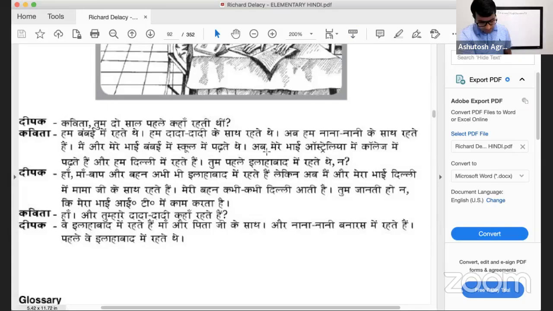You want to translate it? Yes. Father, mother and father and sister, even now live in Islamabad. But Allahabad, that's an area in Uttar Pradesh.